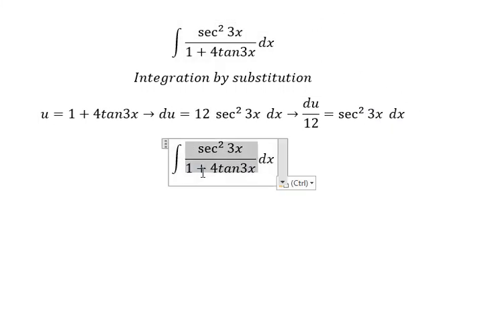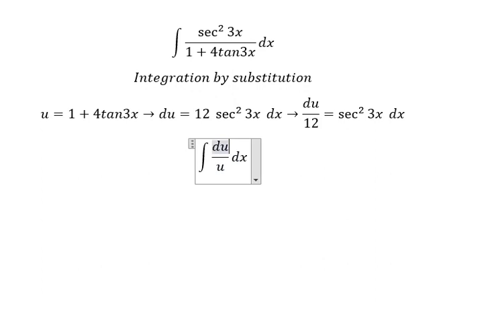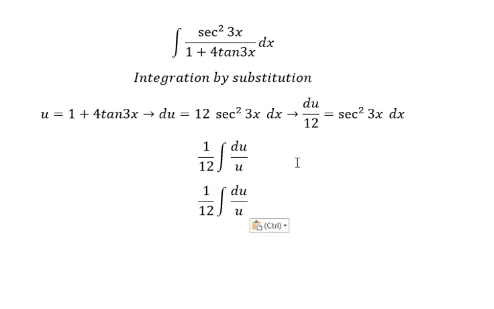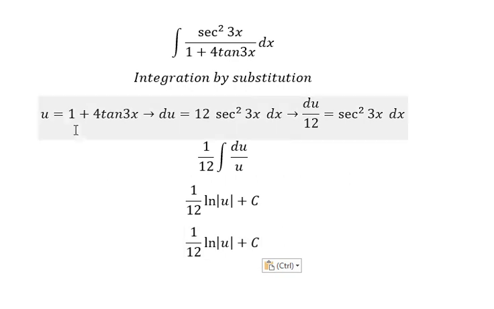So this one we change for u. This one we change for du over 12. The integration of this one, we have ln of the absolute value of u, and we put c. Then u is this one.